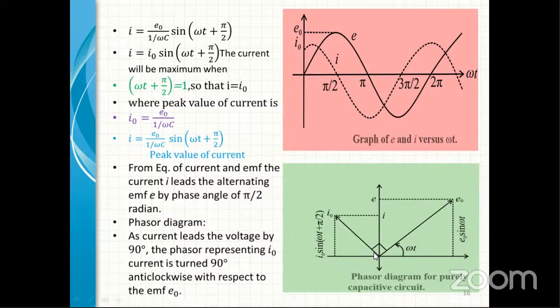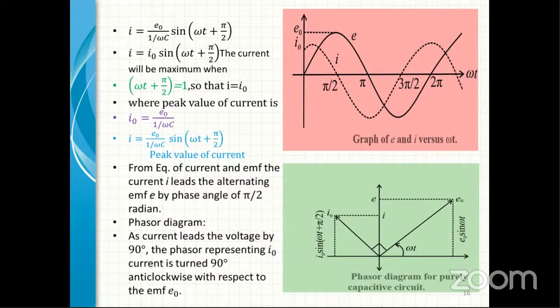And from this phasor diagram we can observe that as the current leads the voltage by 90 degrees, the phasor representing this I naught current is turned 90 degrees anti-clockwise. Here this is E, this is omega t, and this is pi by 2. That means it is ahead by pi by 2. This is the omega t of E naught, and here it is written I naught sin omega t plus pi by 2. So whenever E is at this position, at that time the current is ahead of it by pi by 2 when you attach the capacitor with an AC circuit.